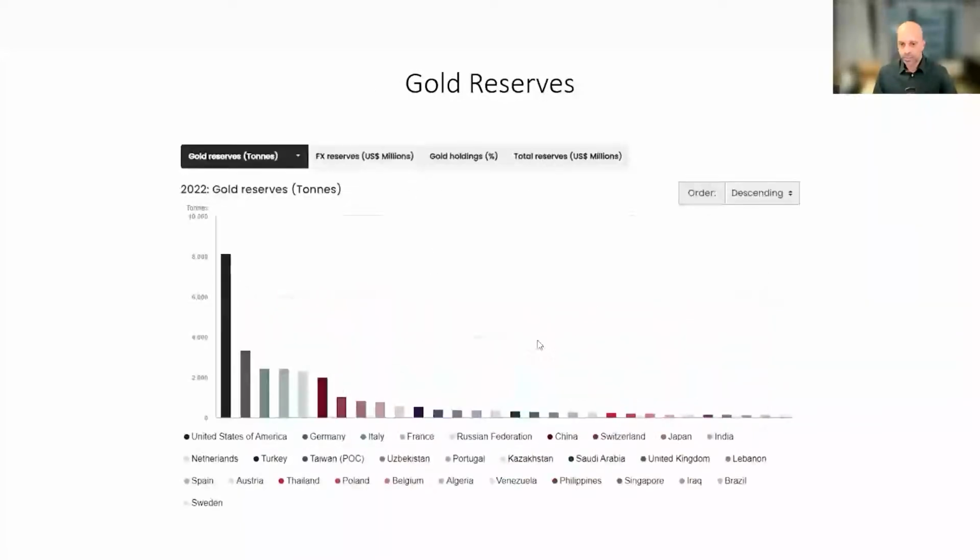Here we just take a quick look at gold reserves. The United States has the largest gold reserves, followed by Germany and Italy.